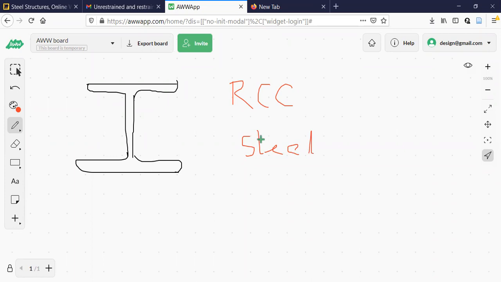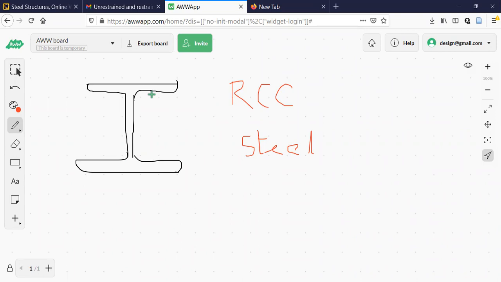Both are supposed to resist the bending moment. So its moment carrying capacity should be more than the factored bending moment. So the concept, whether it is steel or RCC, is the same. Basically, a beam is a member which is supposed to resist bending moment and shear forces. Whether it is steel or RCC, its main job is to resist the moments and shear forces.